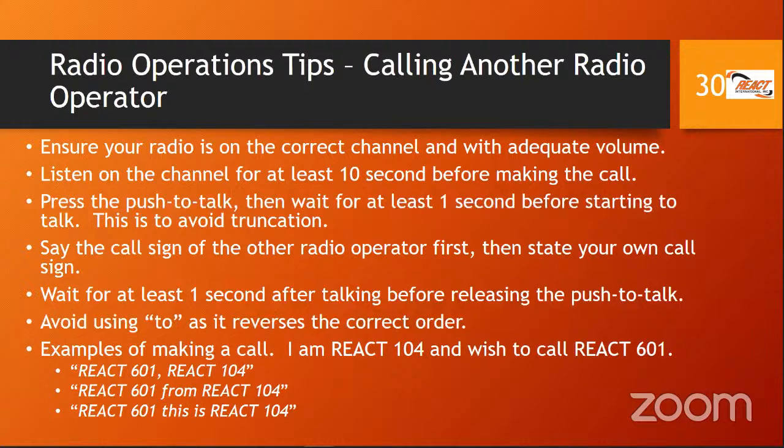So let's give an example of what we have just said. So let's say my react call sign is react 104. Now again, if you're using another radio service, such as the amateur radio service, marine service, whatever service that you're using, you can adjust to the appropriate call sign. But I'm just using a React example. So let's say I'm React 104, and I wish to call my good friend React 601. This is an example of how I'll make the call. I will, of course, do all the steps that I mentioned before: tune to the correct channel, listen, make sure there's no transmission in progress.